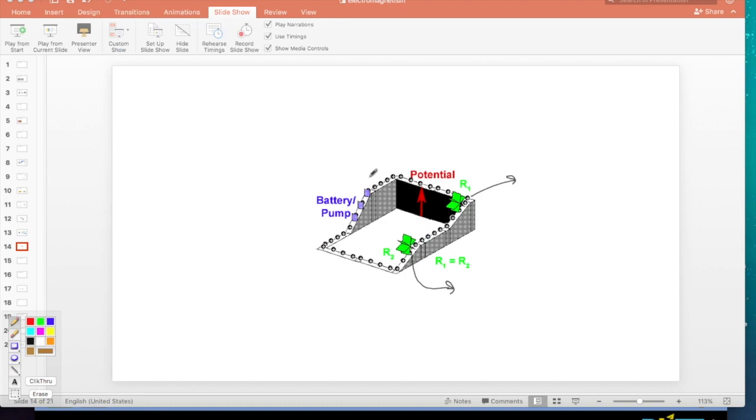And the battery pumps them back up. They have potential energy. They flow down. As they flow down, they turn my water wheels. I extract that useful energy, and they're going to continue flowing in this closed loop until the battery itself runs out of energy to keep pumping them. So this is exactly how electrical circuits work.